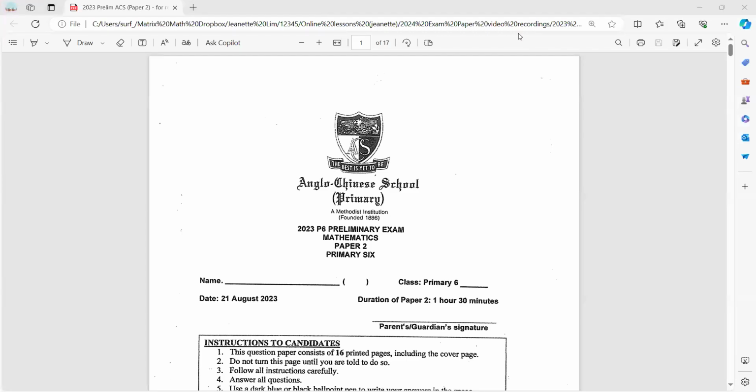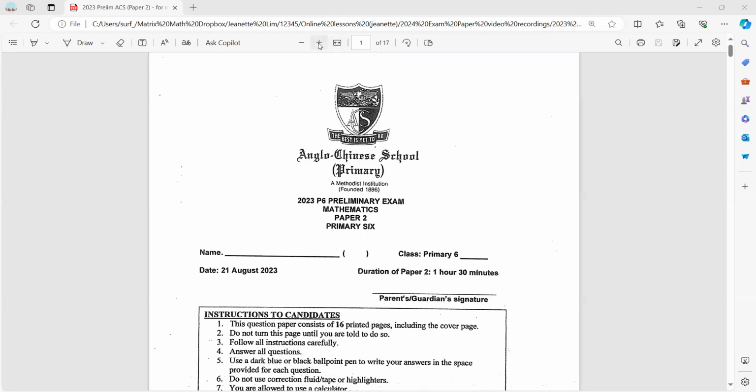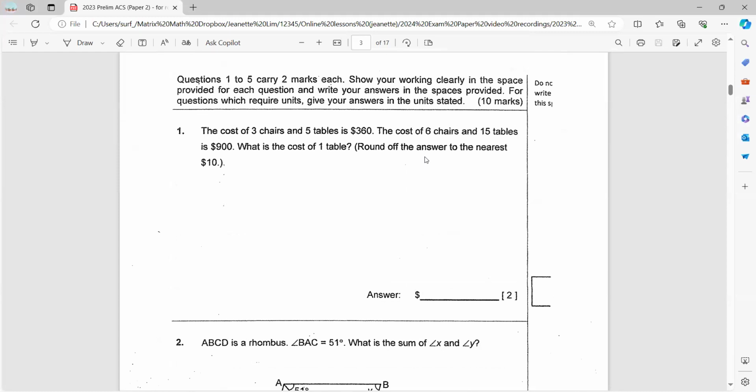ACS Primary 2023 P6 Prelim paper. This is for paper 2, so calculators are allowed for this paper. Now let's look at question 1.